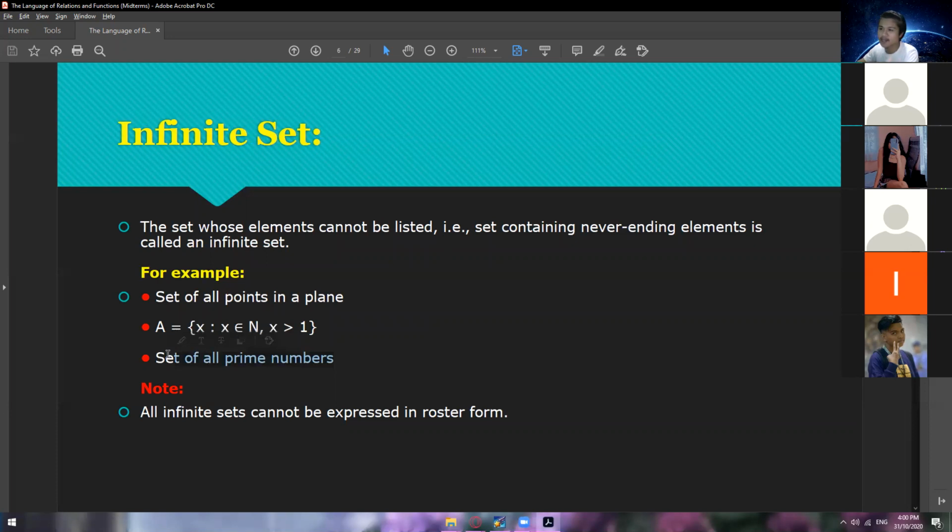Kahit trillion pa siya, kahit quadrillion, or kahit quintillion. Okay, this one is still infinite kasi nga unending siya. So note, all infinite sets cannot be expressed in roster form. Kasi nga, wala siyang limit, walang boundary.